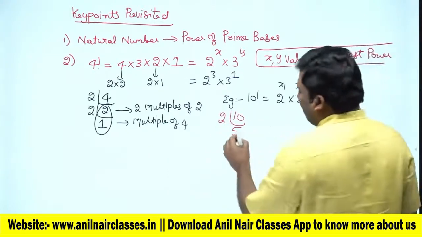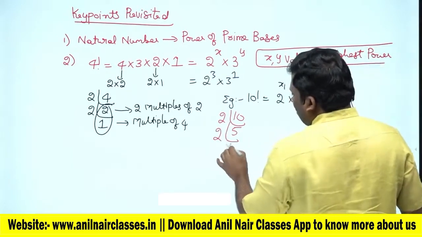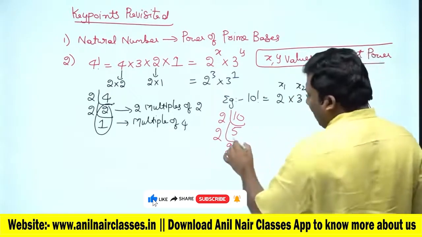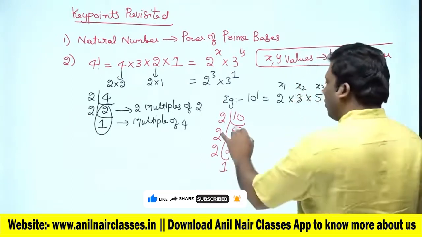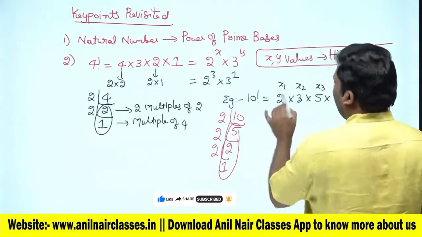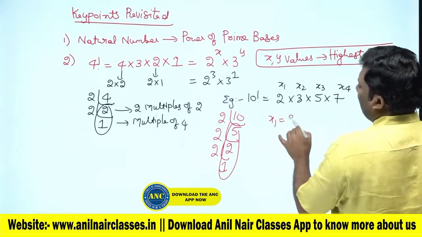There are 5 multiples of 2. Again I am dividing. 2 2s are 4. There are 2 multiples of 4. 2 1s are 2. So 5 plus 2 plus 1, it is 8. X1 value, it is 8.